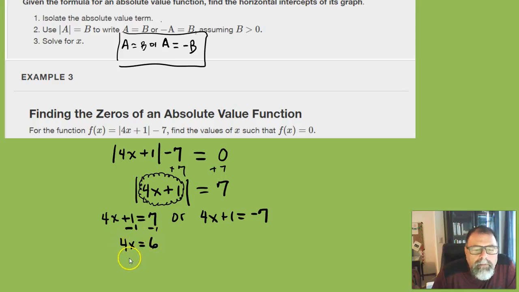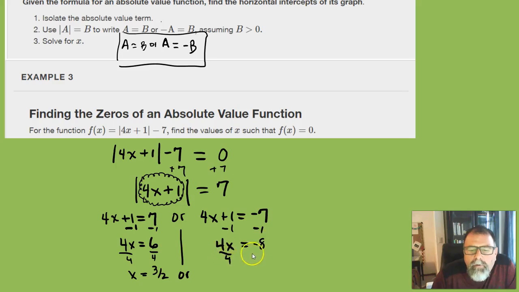So we get 6, divide by 4, and then reduce it if you can. So divide both those by 2, we get 3/2. Now we're going to do the second statement in this compound statement. 4x is -8, divide by 4, x equals -2. So our solution set is 3/2, comma, -2.